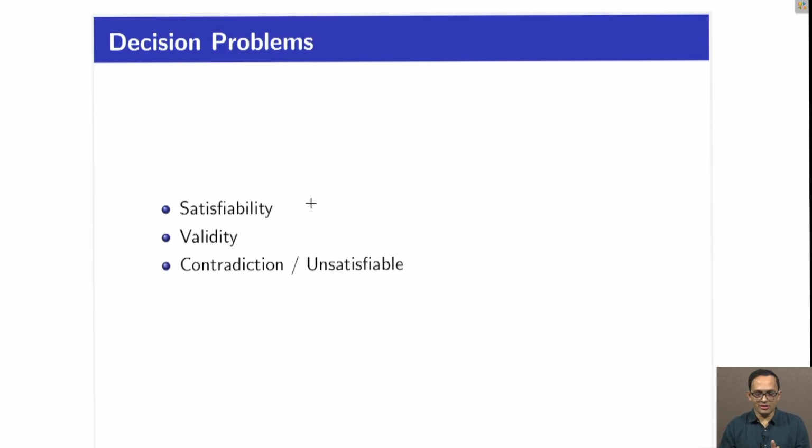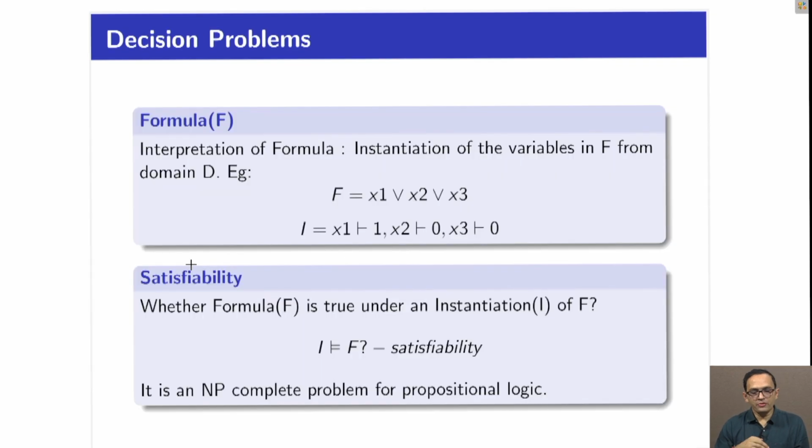Before going to those examples, let us recap the decision problem. You have primarily the satisfiability and validity problems, so let us define them first. To define the problem, you have a formula, which may be in propositional logic or first order logic. We need to know the interpretation of the formula.